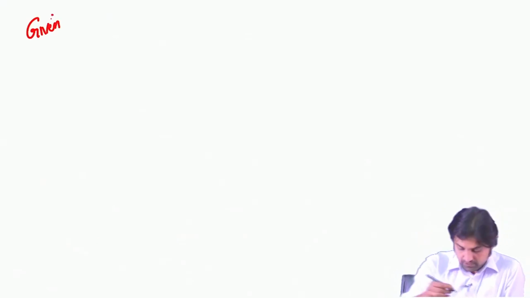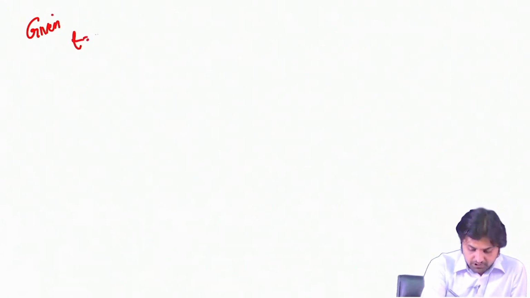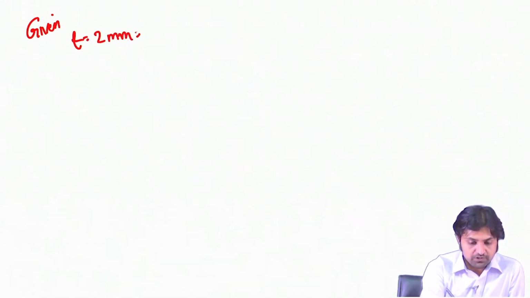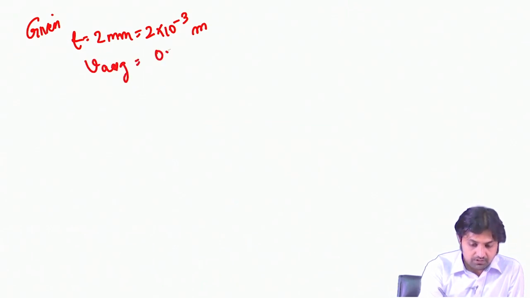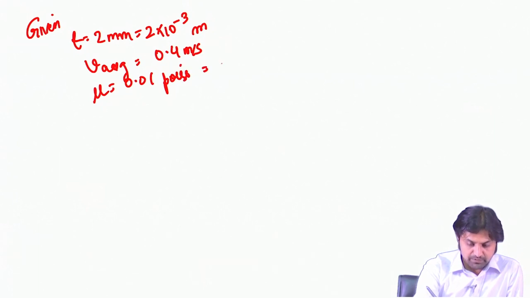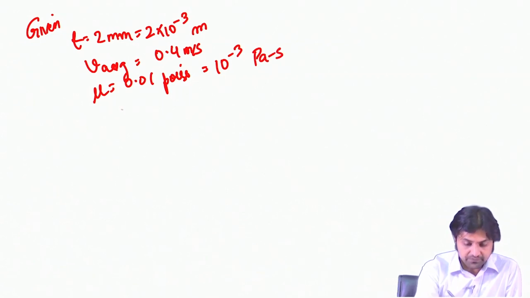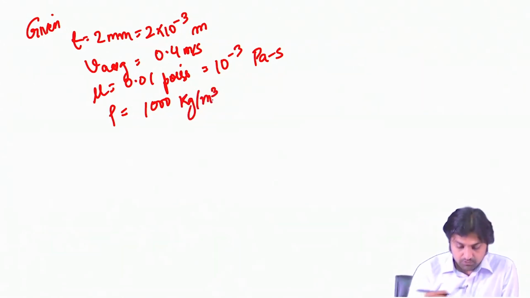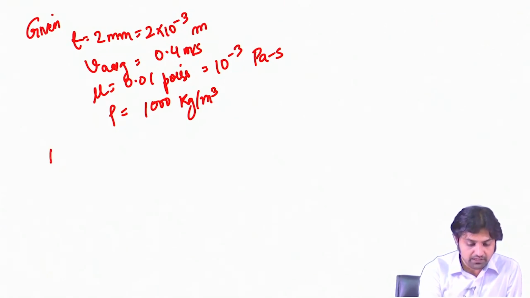So, to solve this, I will go to the white screen and first write down what all things are given. So, given thing is, as I told you, T is 2 millimeters or 2 into 10 to the power minus 3 meter. The average velocity is also given, 0.4 meters per second. Mu is given as 0.01 poise, which will be divided by 10 to obtain 10 to the power minus 3 Pascal second, and density of water is assumed to be 1000 kilogram per meter cube.